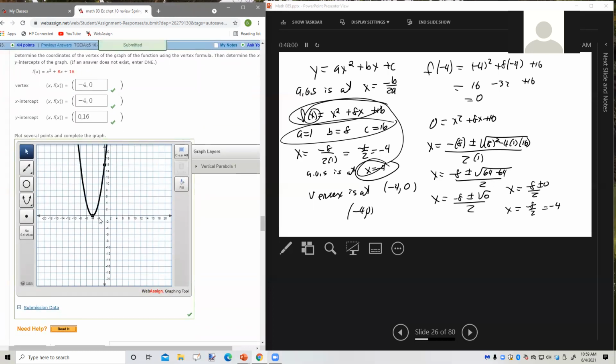So look at the graph. Notice this. The vertex lies on the x-axis. So no wonder there was only one x-intercept, and it was the same point as the vertex. Okay.